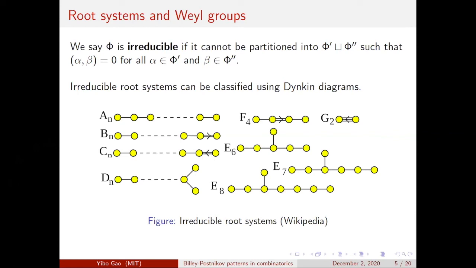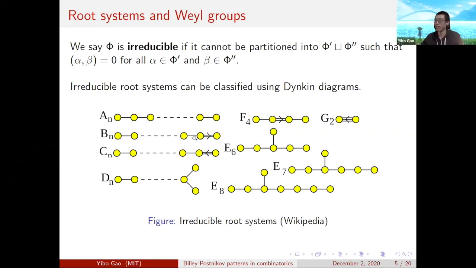What about the arrows? What's the difference between Bn and Cn? The Weyl groups are isomorphic, but the roots are not, so the root systems are different. You can think about this arrow as saying this root is longer than this root. They're vectors, after all.